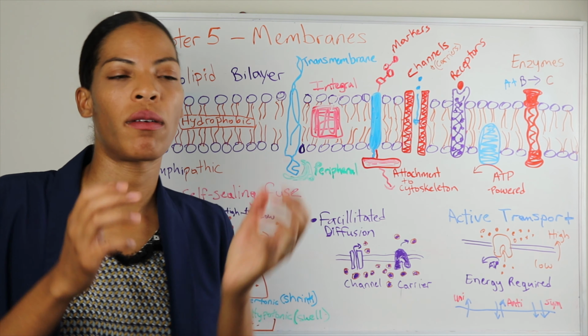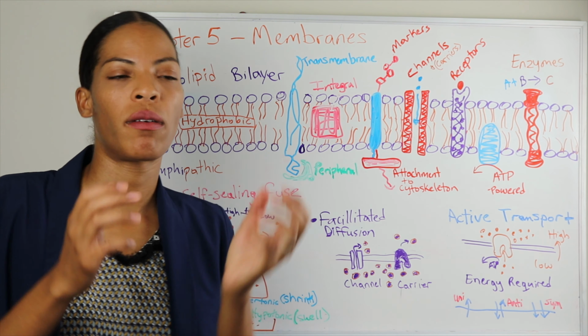And so it will try to come back together and close off itself again. So that's what it means to self-seal. So if you were to rip the membrane, it would want to try to come back together. Another aspect of the cell membrane is that it has the ability to fuse.